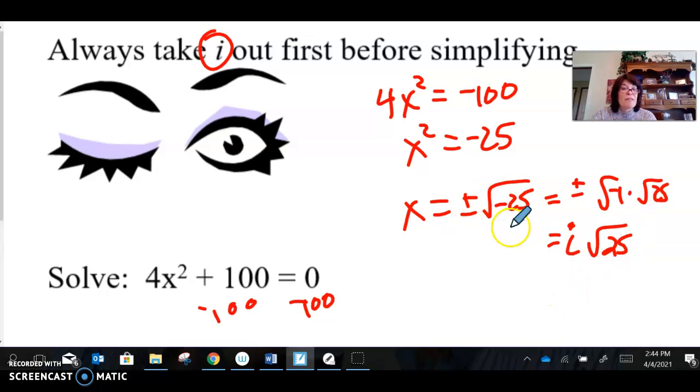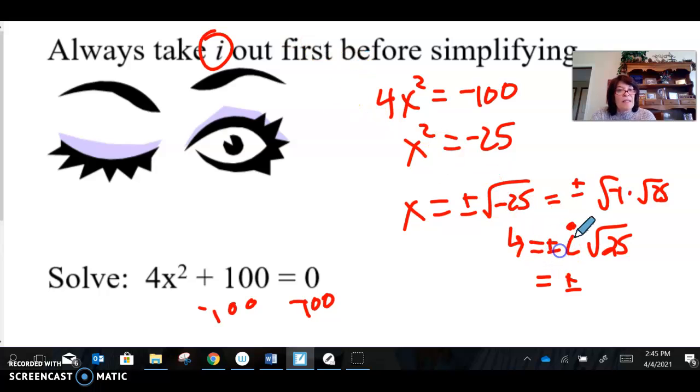So usually what happens is we go right to this step. When I see square root of a negative, I take the negative out, or I take the i out. When I take the negative out of the square root, it becomes i. Now I have i square roots of 25. I should have put plus or minus there. I know that, let me put it there. Sorry about that.